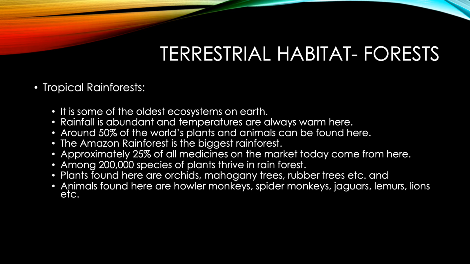Approximately 25% of all medicines on the market today come from here. Around 200,000 species of plants thrive in rainforests. Plants found here are orchids, mahogany trees, rubber trees, etc. And animals found here are howler monkeys, spider monkeys, jaguar, lemur, lions, etc.